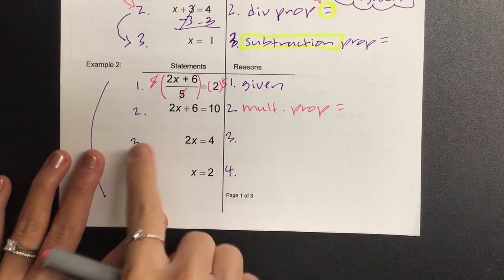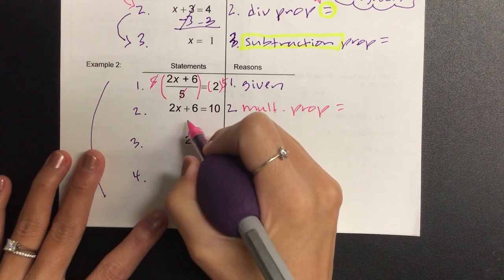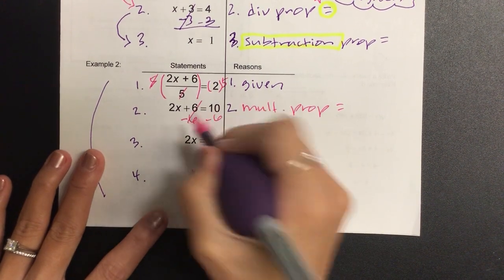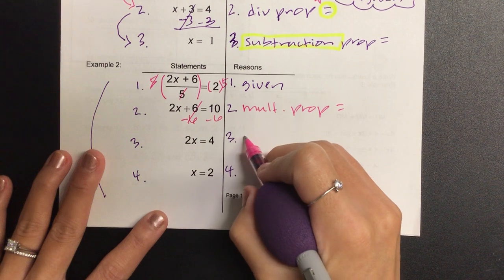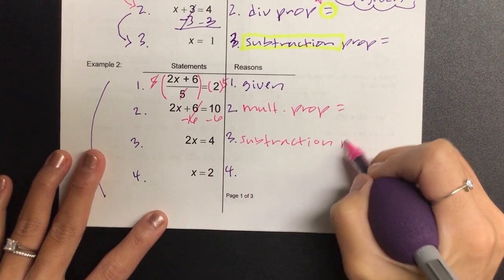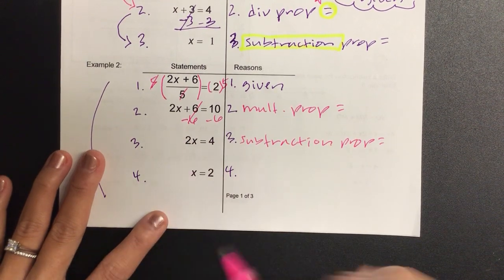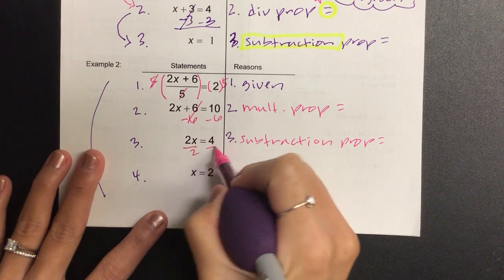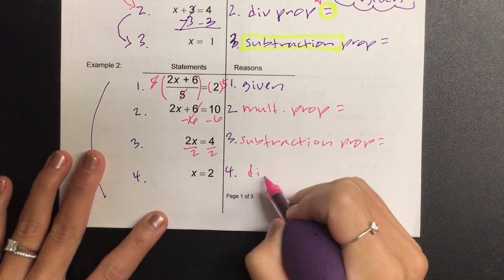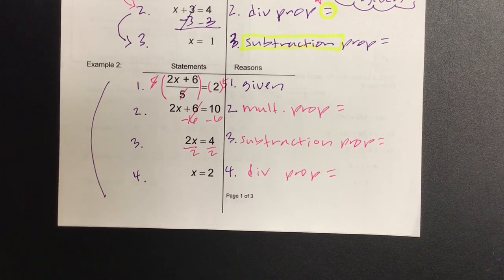And then for the second one, 2x is the same, 6 disappeared, 10 became 4, so we did what? Minus 6. So that was subtraction. Do we abbreviate that? No. Subtraction, property of equality. And then 2 disappeared, 4 became 2, so what operation? Division. So we know we did div prop equal. Boom. So if you had that, give your neighbor a high five. Say, good job.